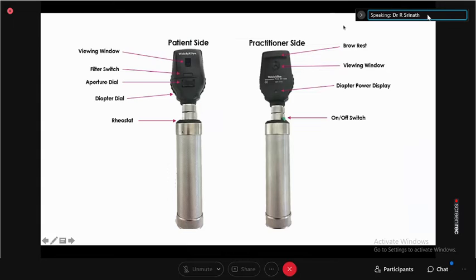These are the parts of the fundoscope. You have a brow rest on the examiner's side and a viewing window, and then there is a diopter power display. People like me who wear spectacles have to adjust the diopter power display as per our requirements. If somebody is myopic, it has to be whatever power is there. If somebody has -1 power, the diopter has to be adjusted to -1 so that you can see clearly. And then this is a light on-off switch. On the patient side, you have an aperture dial, wherein you can adjust the aperture of light depending on what strength of light is needed.